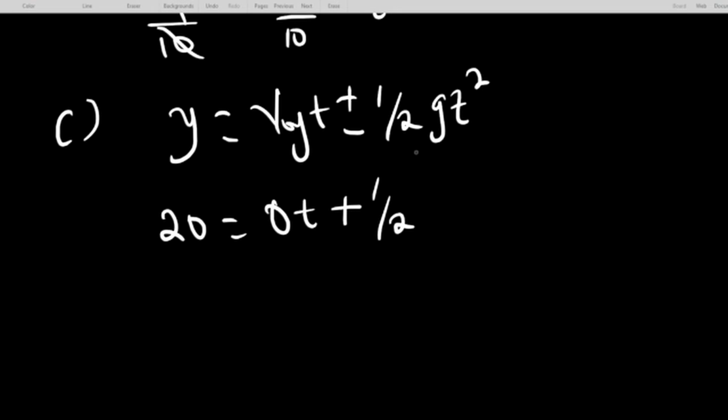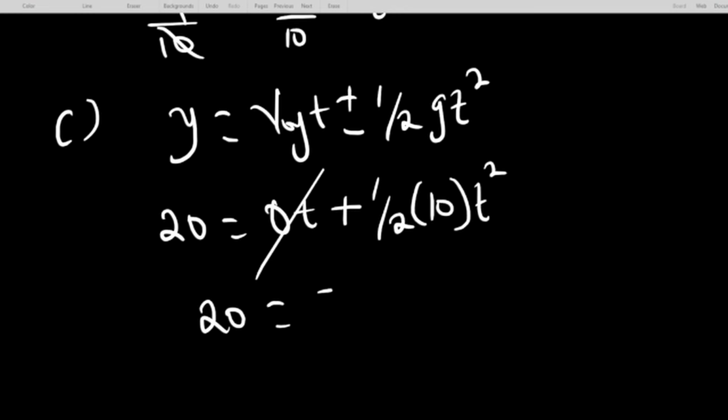So here we multiply 0 times t is 0, and then half of 10 is 5. So we now have 20 is equal to 5t squared. To solve for t squared, we simply divide both sides by 5.